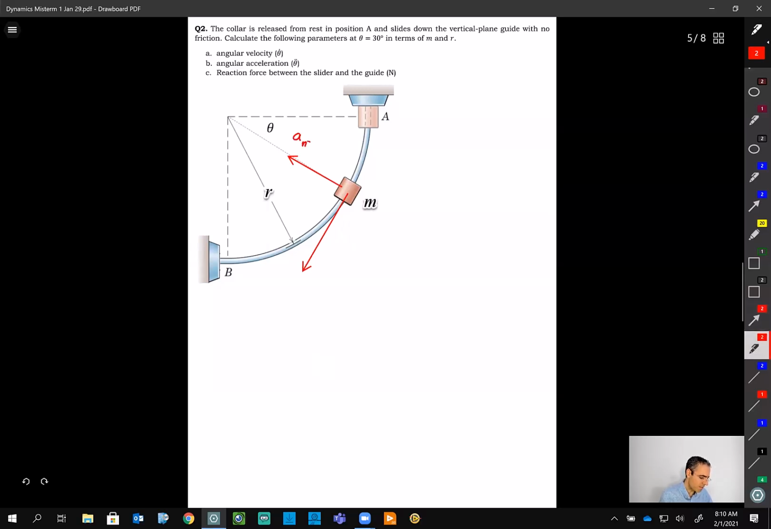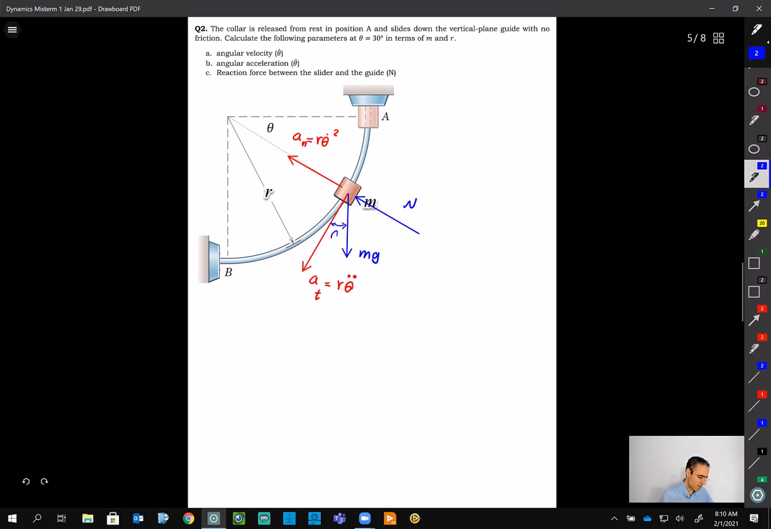a_n, which is r theta dot squared, and a_t, which is r theta double dot. This is your acceleration. And just out of laziness, I drew everything on one diagram here. We have weight and we have the normal force. So this is N and this is mg. We have everything that we want.